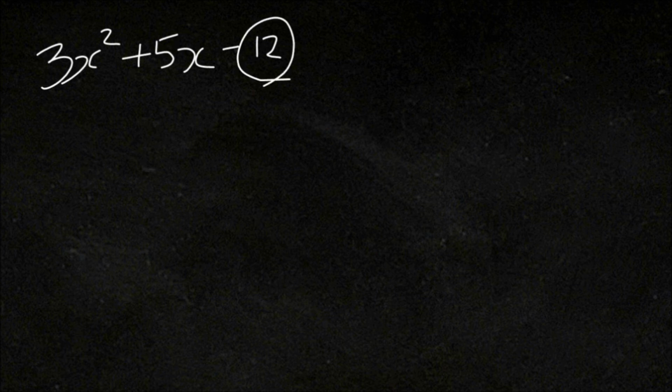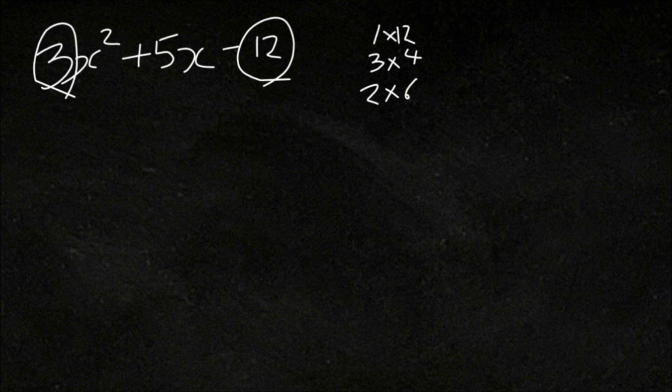X squared plus 5x minus 12. So we'll start by looking at what are the factors for 12. So there's 1 times by 12. There is 3 times by 4 and 2 times by 6. To some extent it's about playing around. With our first term, the 3, we know that can be obtained by 3 times 1 or 1 times 3, excluding some more complicated fractions.